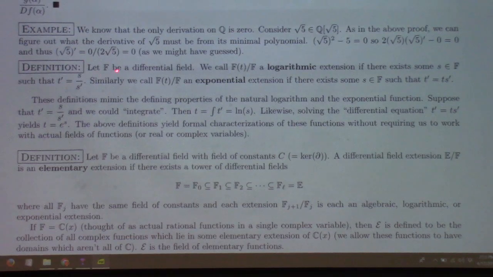Let F be a differential field. We call F of t over F a logarithmic extension if there exists some s such that t prime is equal to s over s prime, right? Does that make sense why you call that logarithmic? How do you differentiate log of s? The derivative of log x is, oh, wait a minute. That's upside down. Because it's 1 over x times x prime. Well, it's kind of upside down.